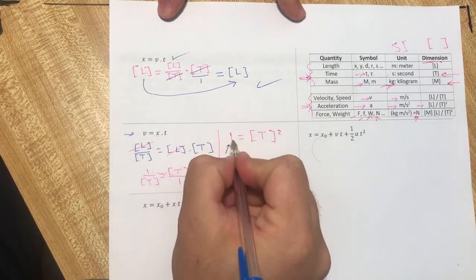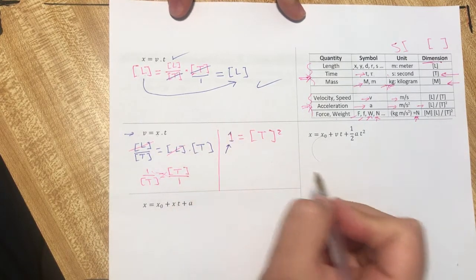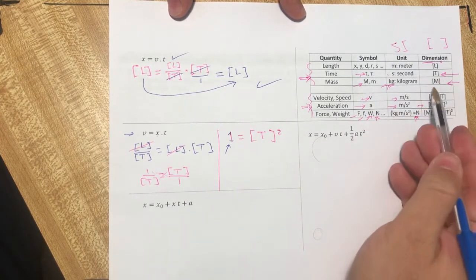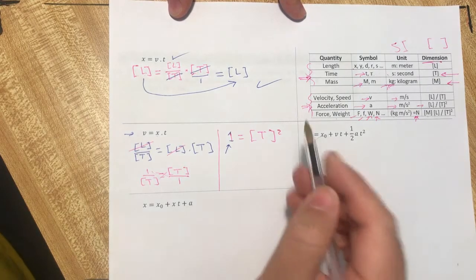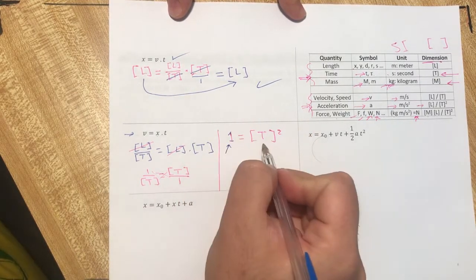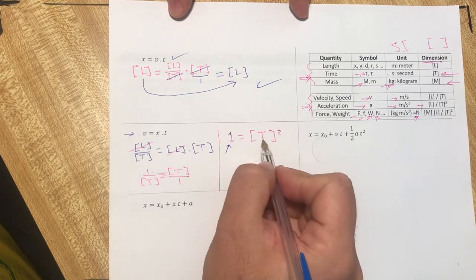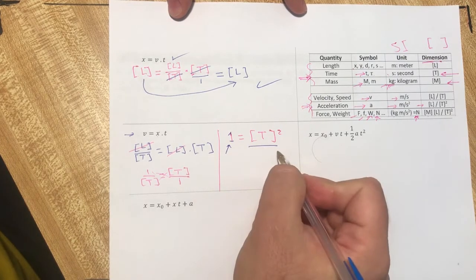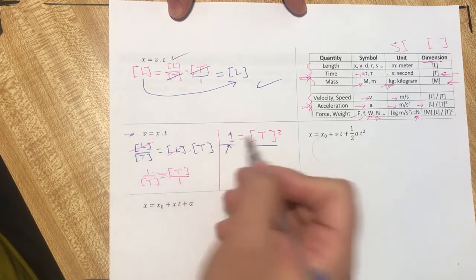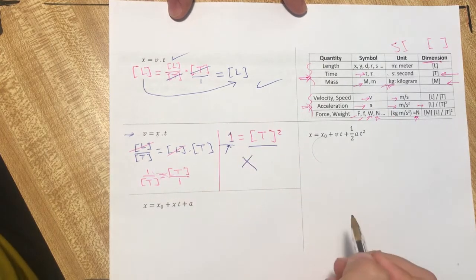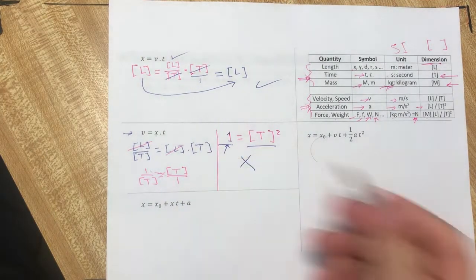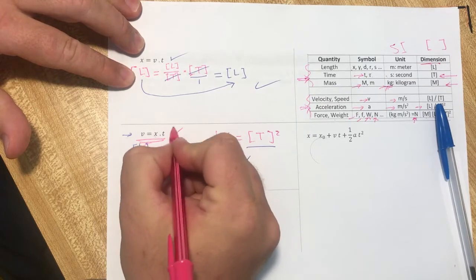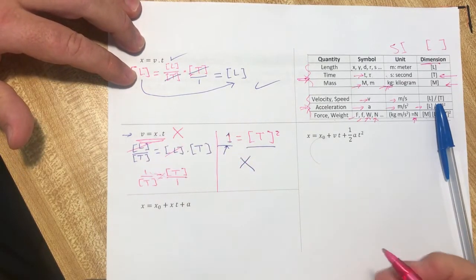Look at this. This is a number. It is dimensionless. It is not time, not length, not mass. It is just a number. It doesn't have any dimension. But the right hand side is square time. In this case, I have a dimensional quantity on the right and a dimensionless quantity on the left, which gives me a wrong answer. So this equation is wrong, it cannot be true physically in physics.